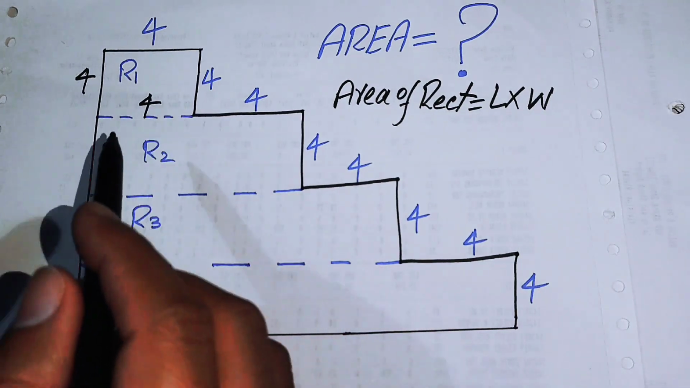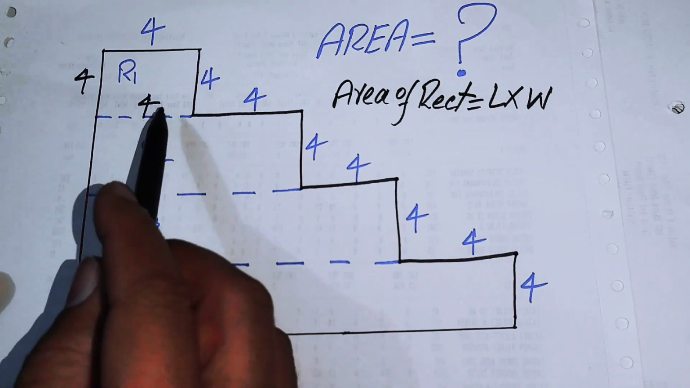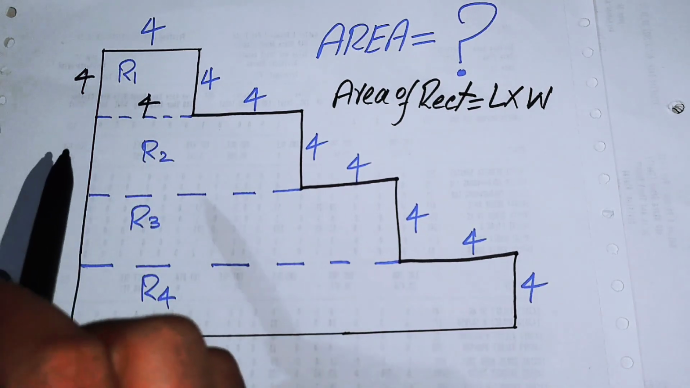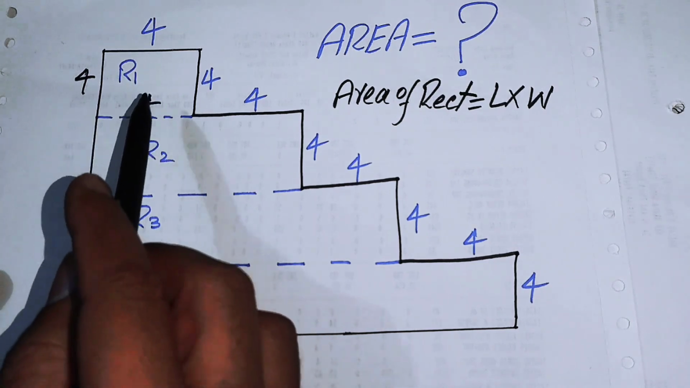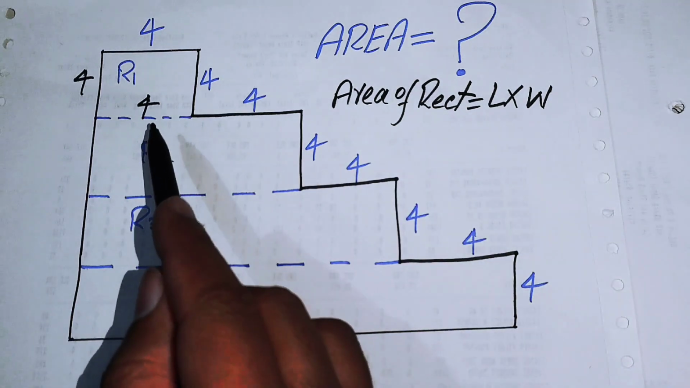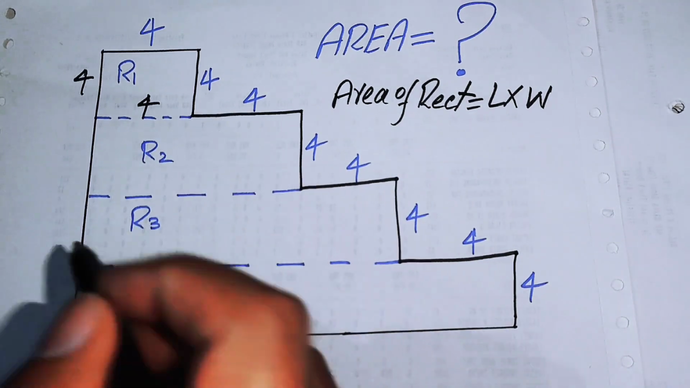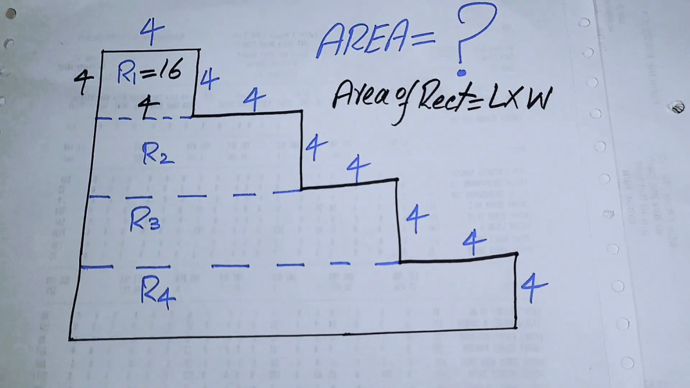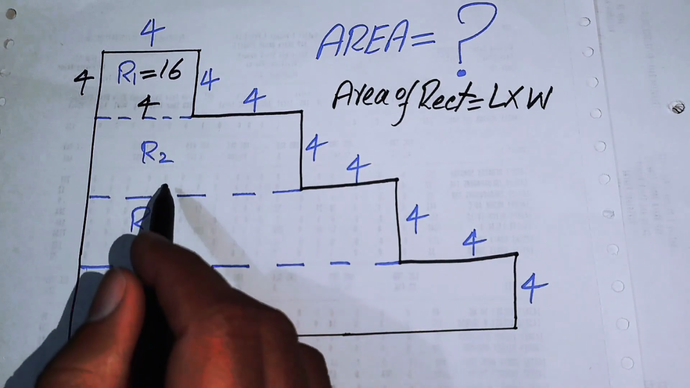So in region 1 our length is 4 and our width is also 4. We find the area of R1, and its formula is length times width. So our length is 4 and width is 4, so the area of region 1, R1, equals 16. Similarly now we move towards region 2.